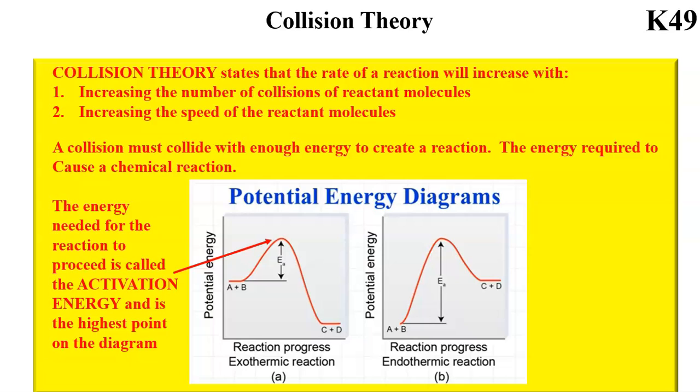All right, now we're going to move on to a topic called collision theory, and you should be familiar with this. It's more of a conceptual idea than anything that you have to do any calculations with. So collision theory states that the rate of a reaction will increase with 1, increasing the number of collisions of reactant molecules, and 2, increasing the speed of the reactant molecules. So a collision must occur with enough energy to create a reaction. The energy needed for the reaction to proceed is called activation energy and is the highest point on the diagram.